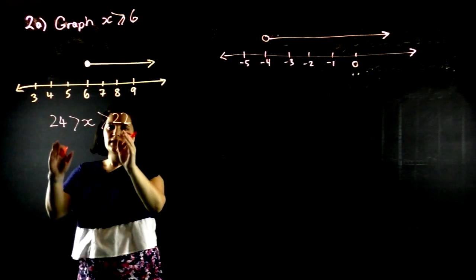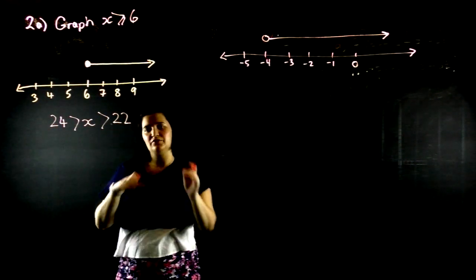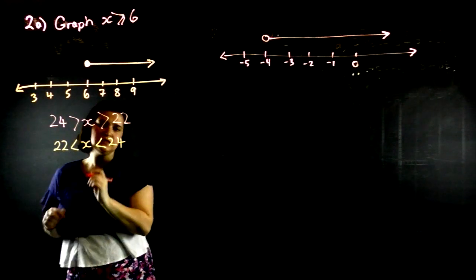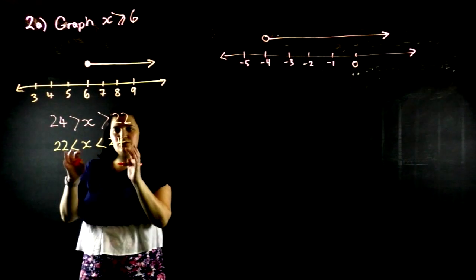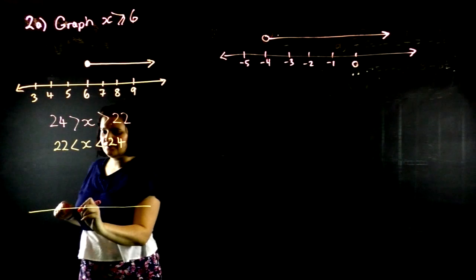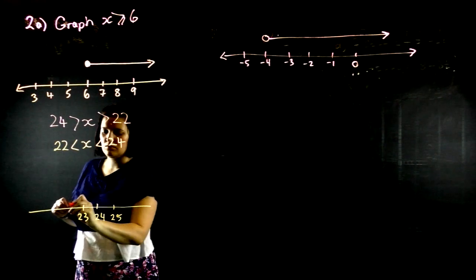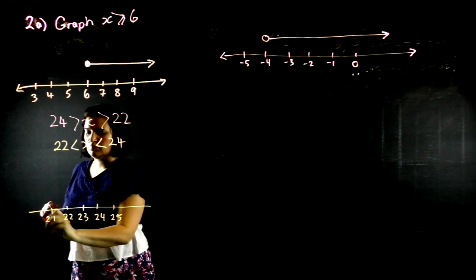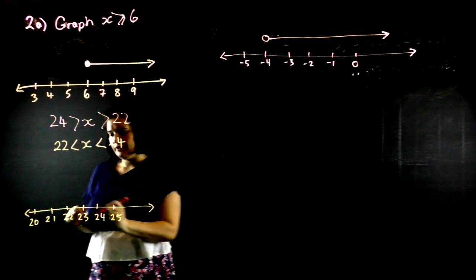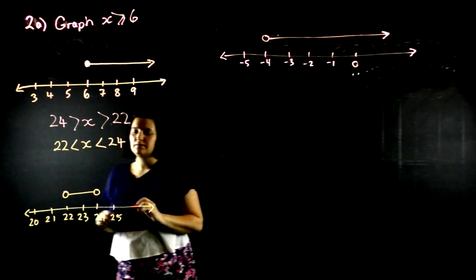Well, the second one, be mindful of, this says 24 is greater than x is greater than 22. So I could write this the other way, as 22 is less than x is less than 24. And what that really means is that x is strictly between 22 and 24. So if I draw my number line, which goes on forever, I'm not including 22 and I'm not including 24, but I'm including the stuff in between. So that's that one.